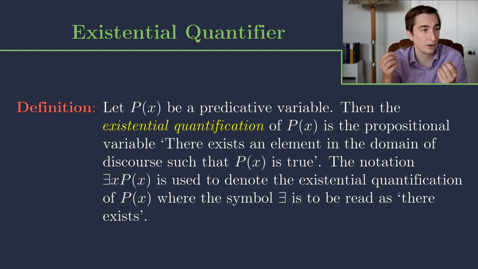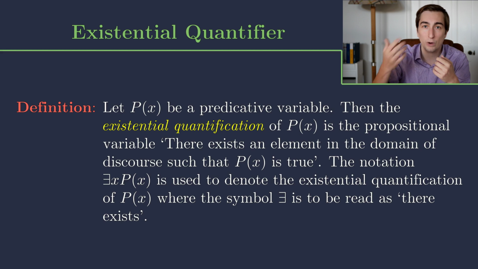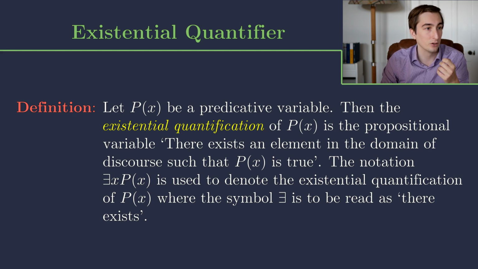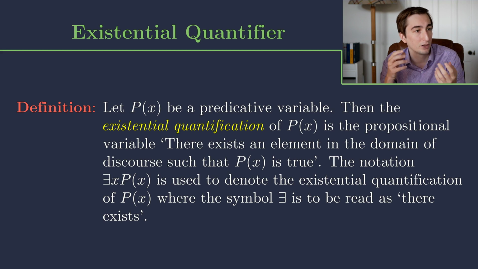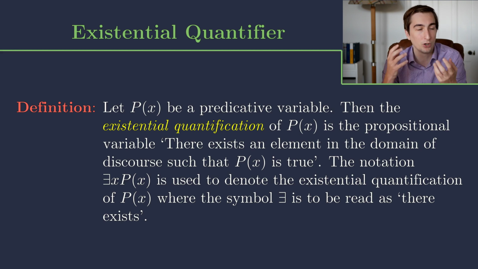So again, this existential quantifier can be understood as a map from predicative variables to propositional variables, and what it does now is find a single value for which that predicative variable is true. So this propositional variable, "there exists an element in the domain of discourse such that P of x is true", may be true or may be false, depending on what particular predicate I put in. But because it's a predicative variable, we don't know whether that statement is specifically true or specifically false.